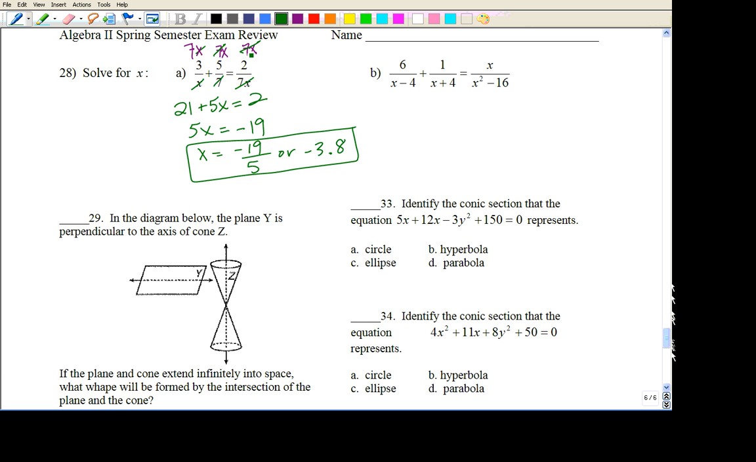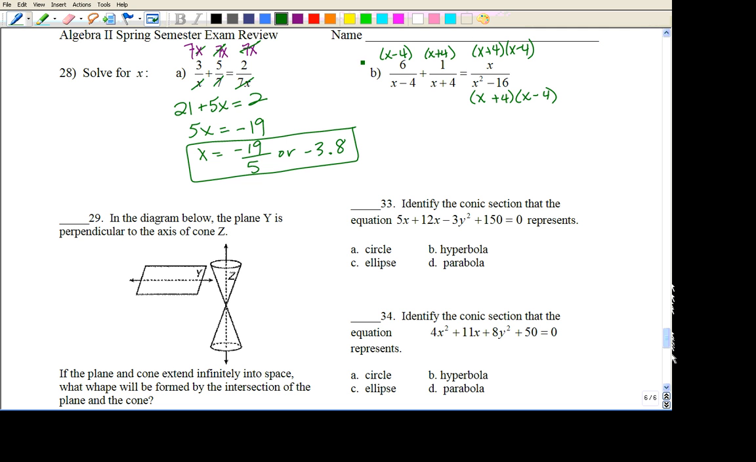Okay, on 28b, first of all, factor this denominator, so I have x plus 4 and x minus 4. And now I think, what do I need to multiply by to get rid of all of my denominators? So here I would need to multiply by both the x minus 4 and the x plus 4. This one would need an x plus 4, and this one would need the x minus 4.